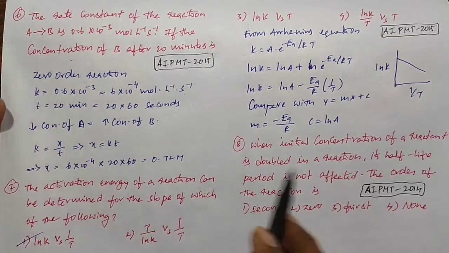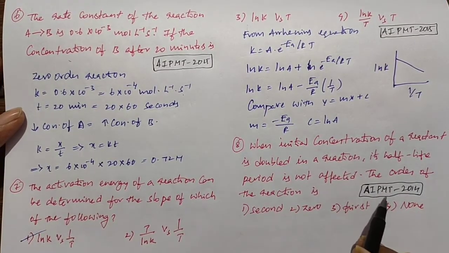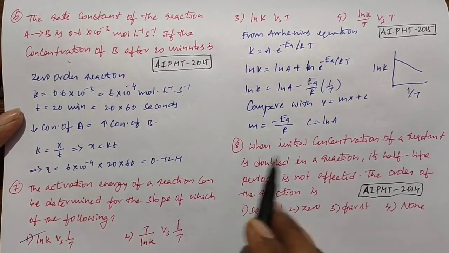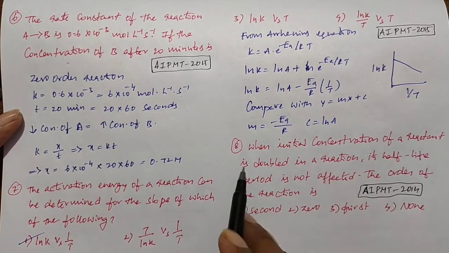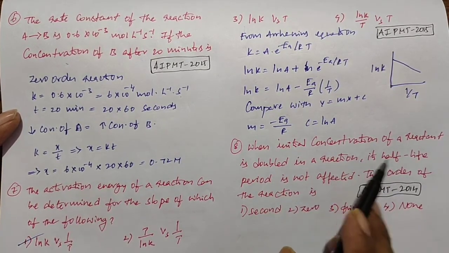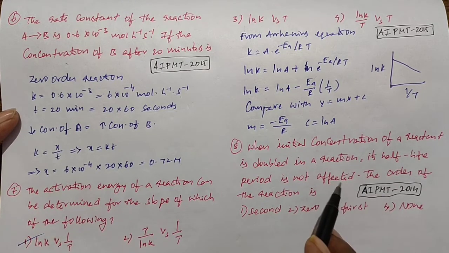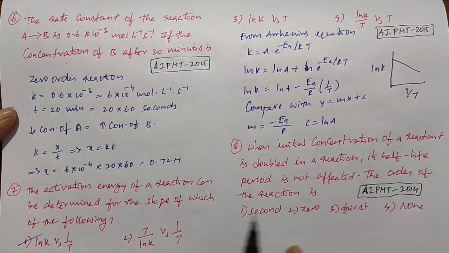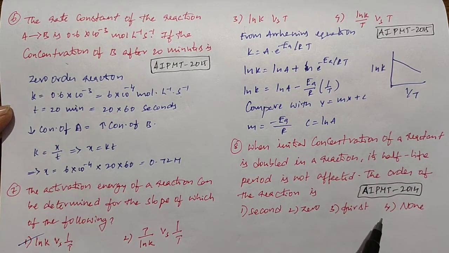Okay, this is the next problem. This problem is given in the All India Pre-Medical Test 2014 paper. When the initial concentration of reactant is doubled in a reaction, its half-life period is not affected. Then the order of the reaction is. When you observe the options, second order, zero order, and first order are given.